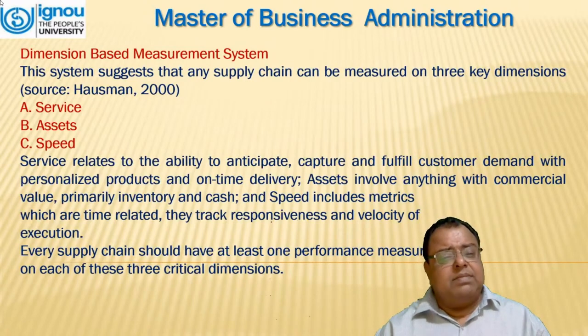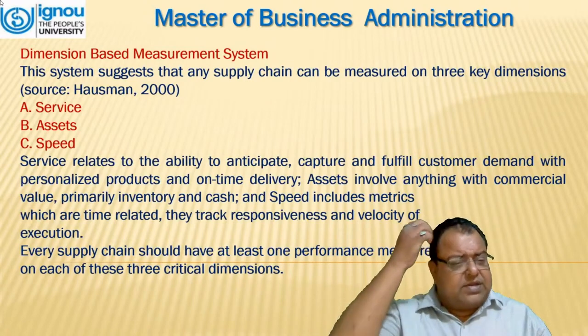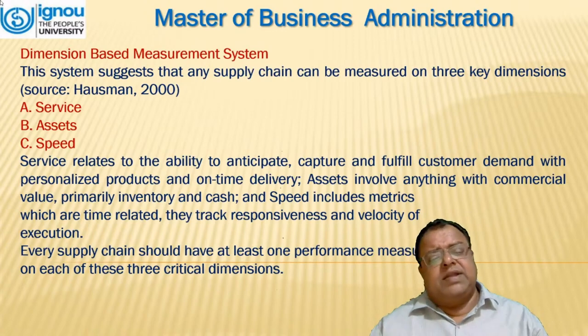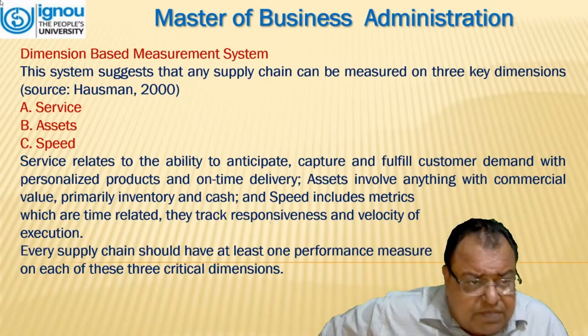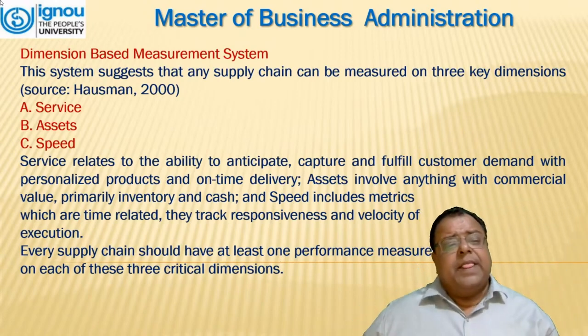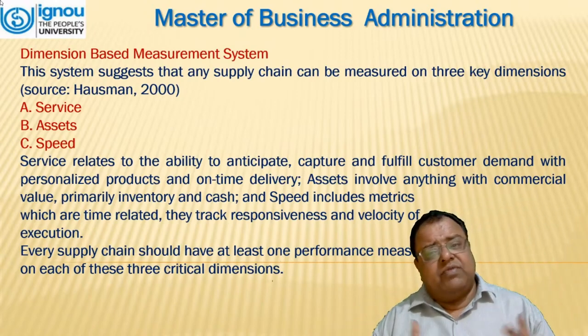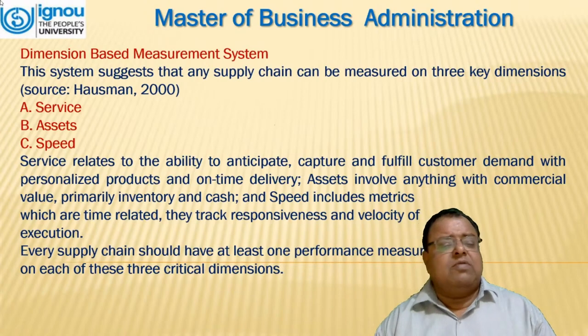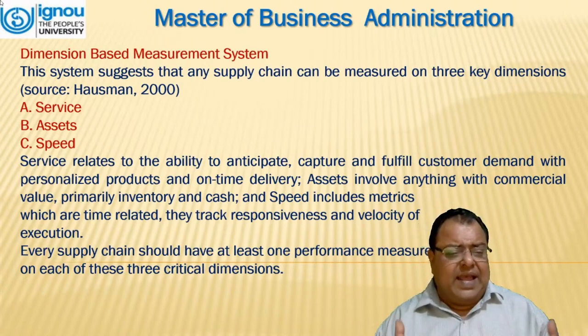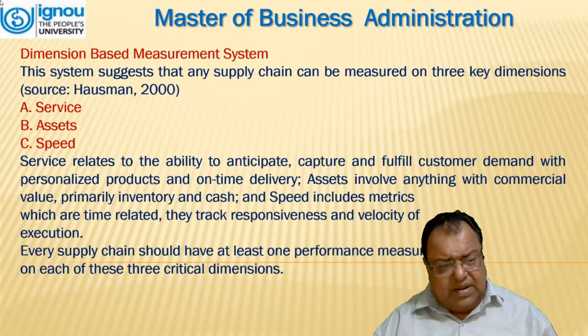Next one is dimension-based measurement system. This system suggests that any supply chain can be measured in three key dimensions. It was proposed by Hausman. These three dimensions include services, assets, and speed.